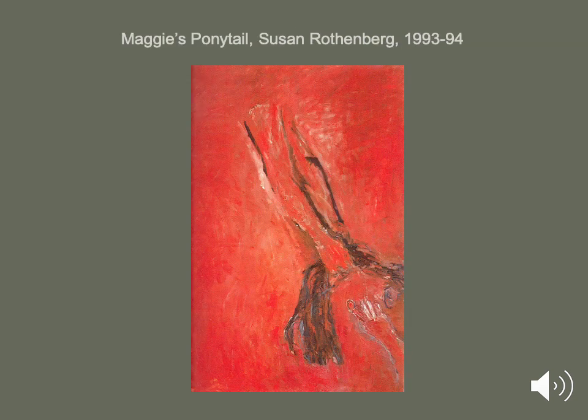Now this one is called Maggie's Ponytail by Susan Rothenberg, and in it we're seeing a somewhat non-objective, somewhat abstract artwork where we're getting to see perhaps a little girl getting her ponytail done by, looks like, parents. If you look down at the right hand corner, you can see a little hand reaching back with a circle, which looks like a ponytail holder.